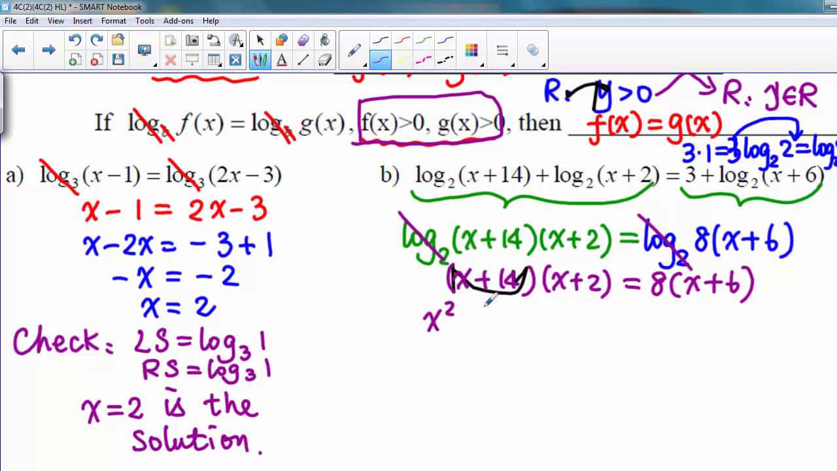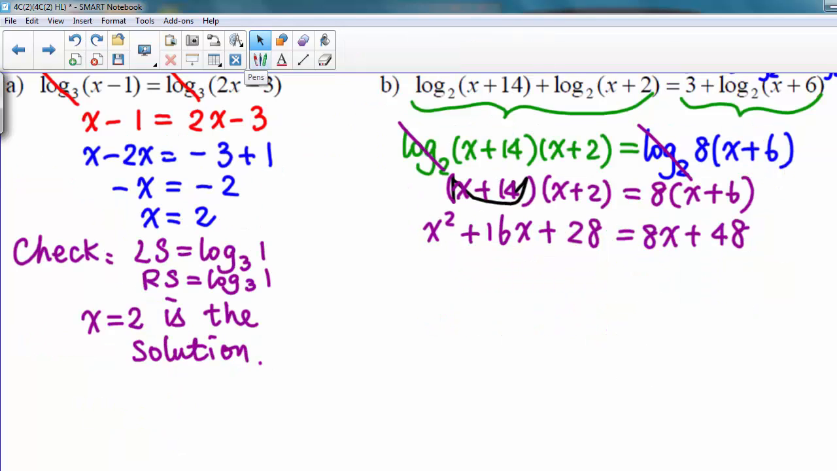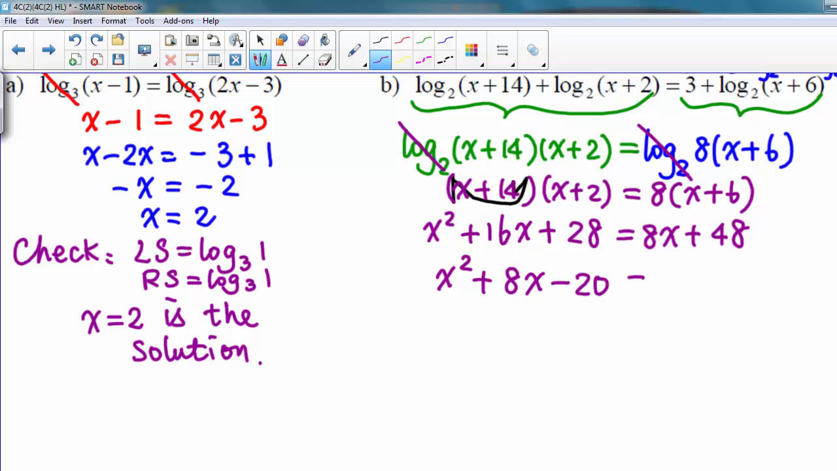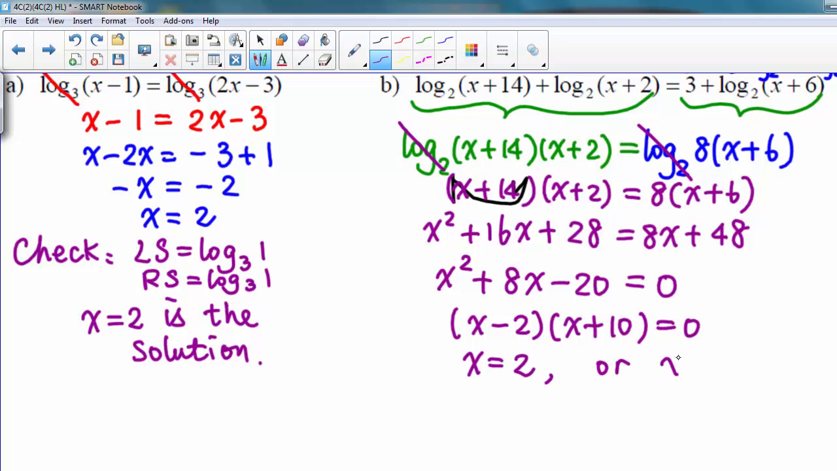It's x squared plus 2x plus 14x. Add the like terms up, it's 16x. Then plus 14 times 2, it's 28, equals 8x plus 48. Let's bring all the terms to the other side. So let's bring 8x and 48 to the left side. So it's x squared plus 8x plus 28 minus 48, that's minus 20, equals 0. Factorize this trinomial, we can get x minus 2 times x plus 10 equals 0. So from this quadratic equation, we will get two solutions. One is positive 2. The other x is negative 10.